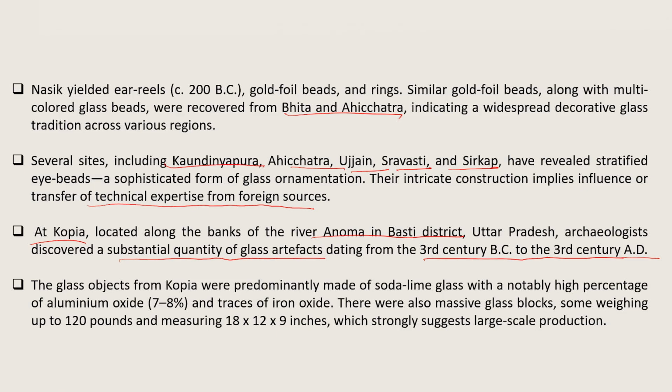The glass objects from Kopia were predominantly made of soda lime glass with a notably high percentage of aluminum oxide, 7 to 8%, and traces of iron oxide. There were also massive black glass blocks, some weighing up to 120 pounds and measuring 18 by 12 by 9 inches, which strongly suggest large scale production.